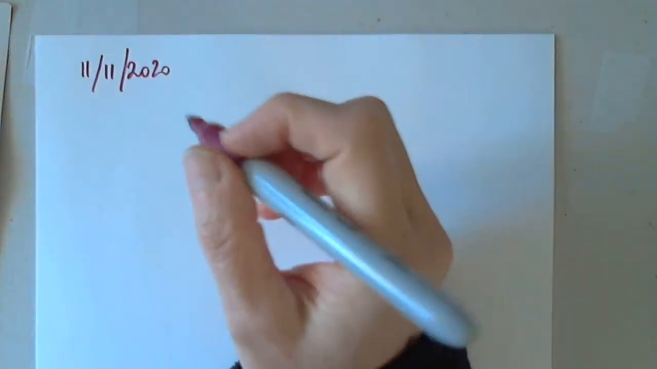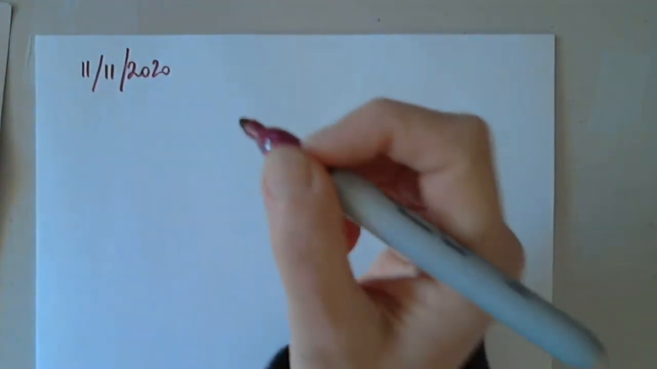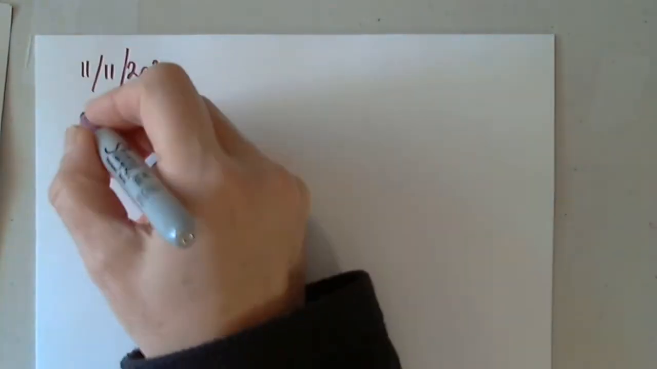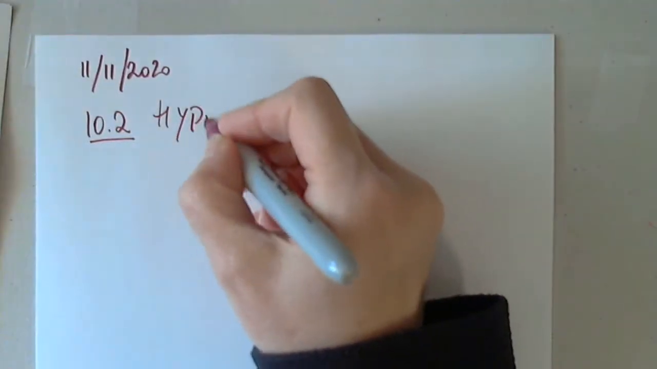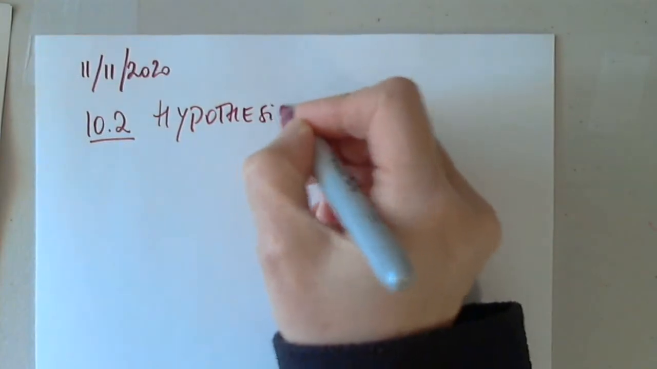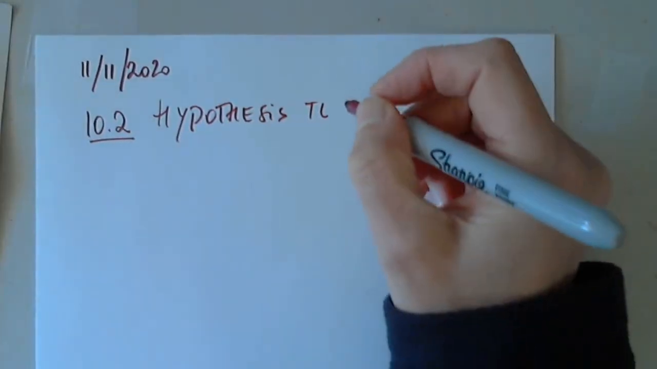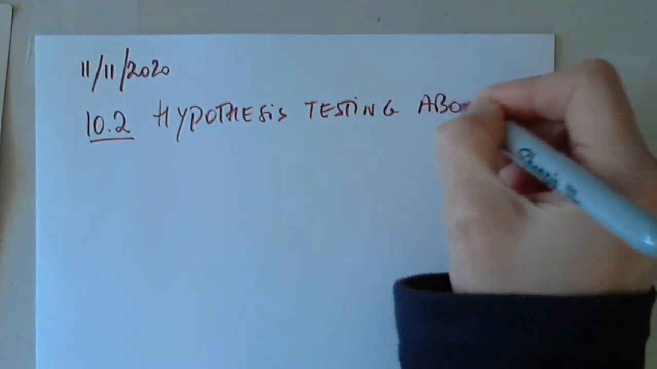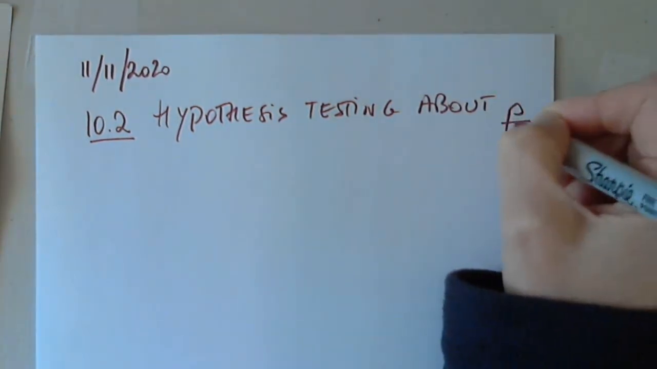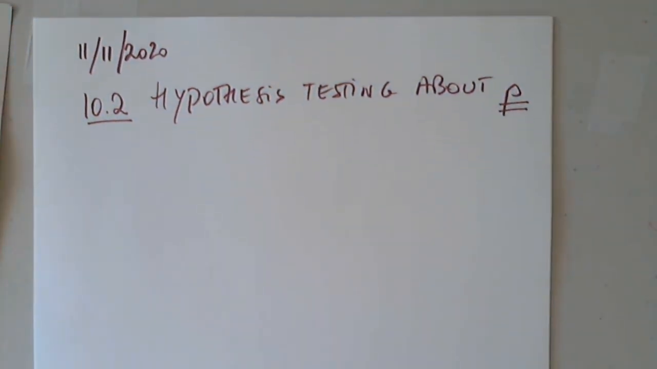We want to test hypothesis testing about a population proportion. So this is 10.2. Hypothesis testing about P, P being the population proportion.